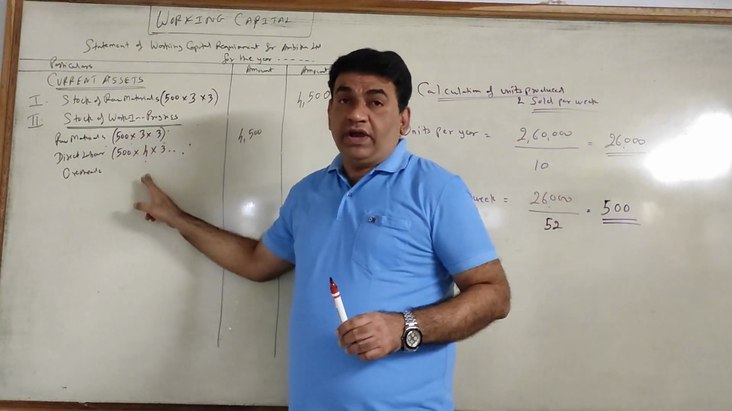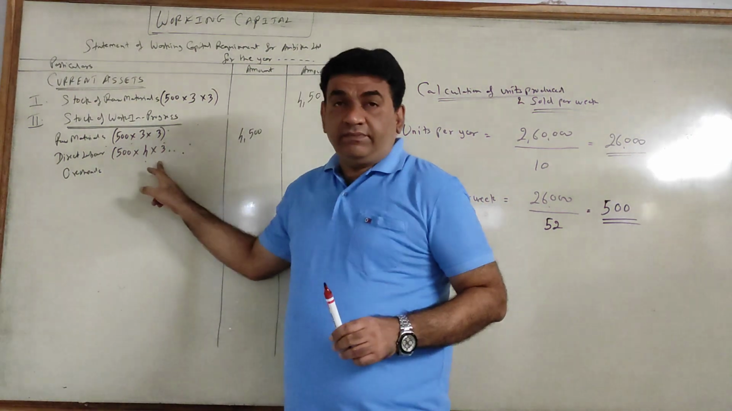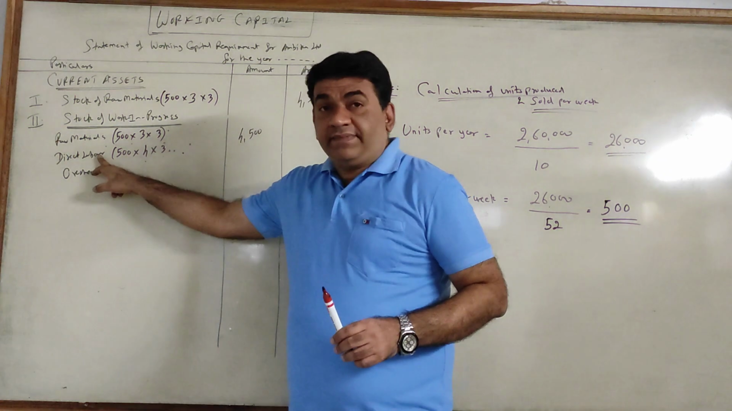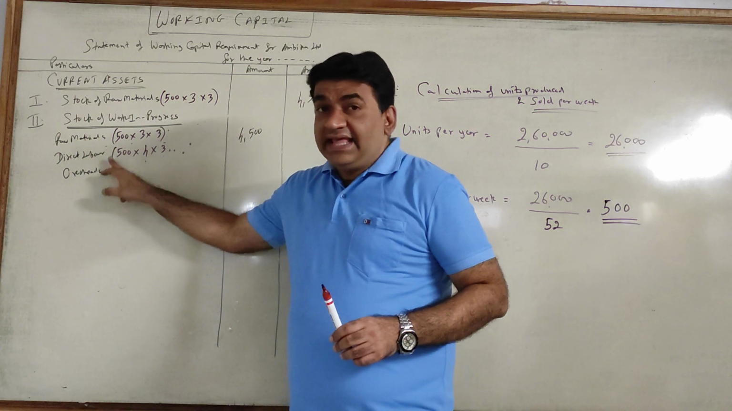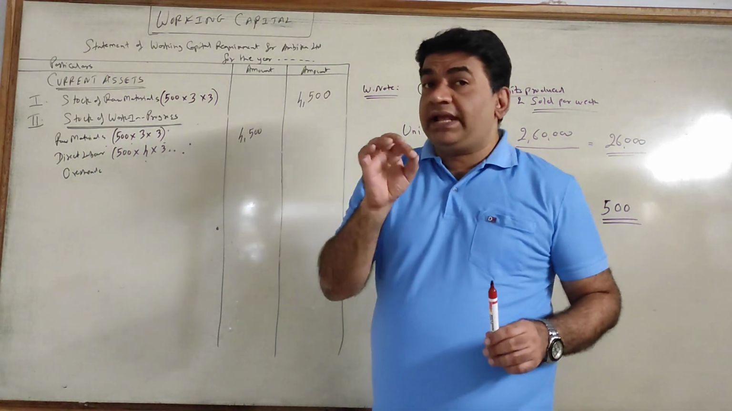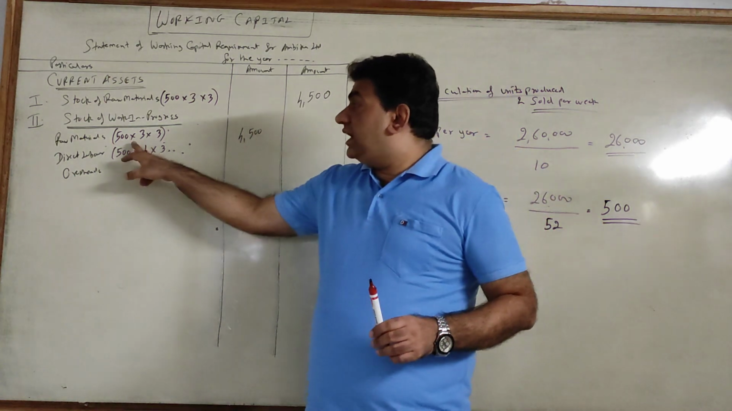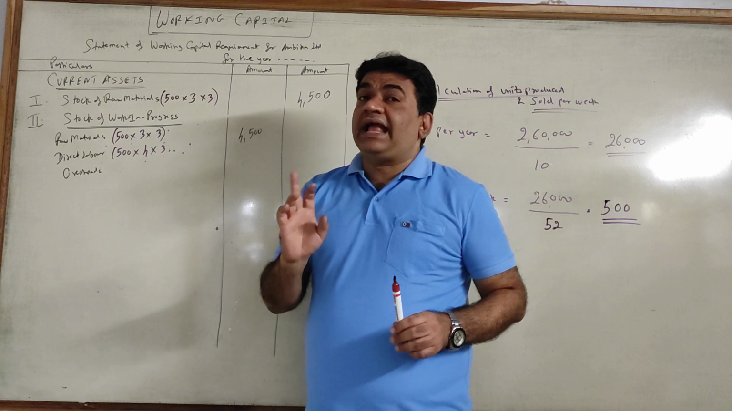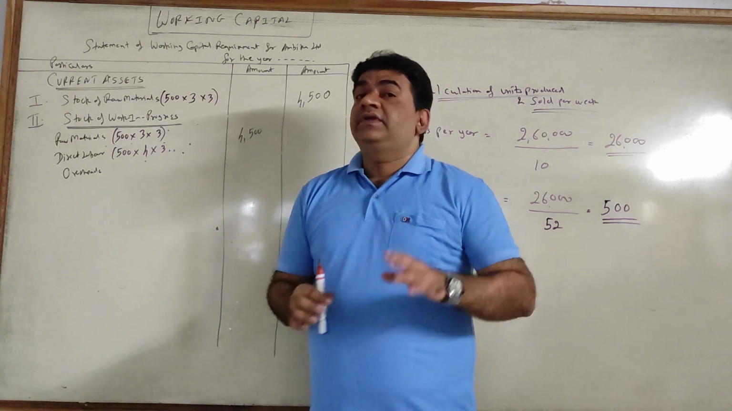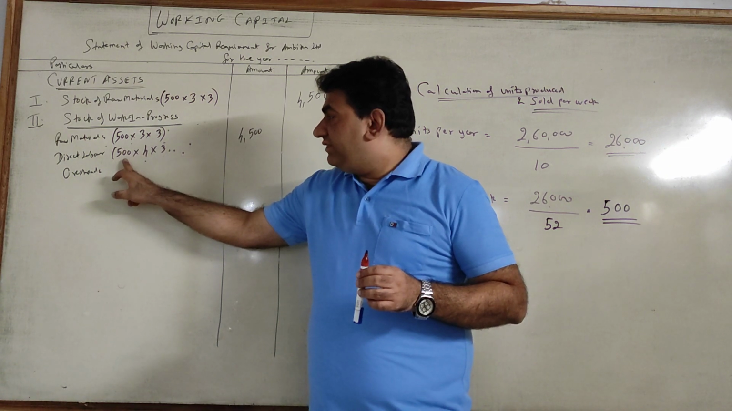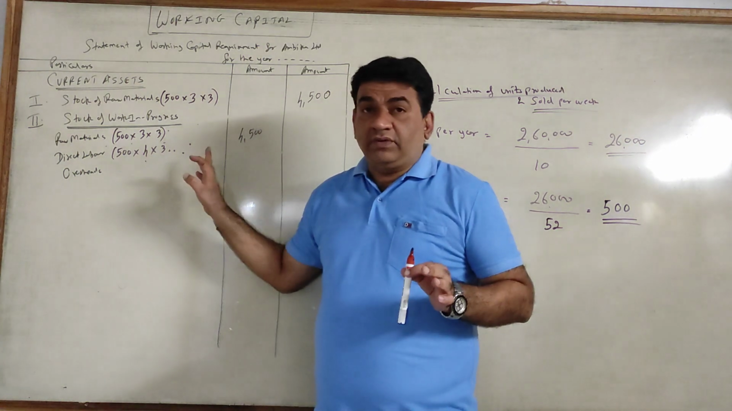Whenever you do WIP, very important point: in WIP, when there is labor and overheads, now listen very carefully, what I am explaining right now won't apply for material. When there is labor and overheads, you will not take the full amount. Full amount means 500 into 4 into 3.